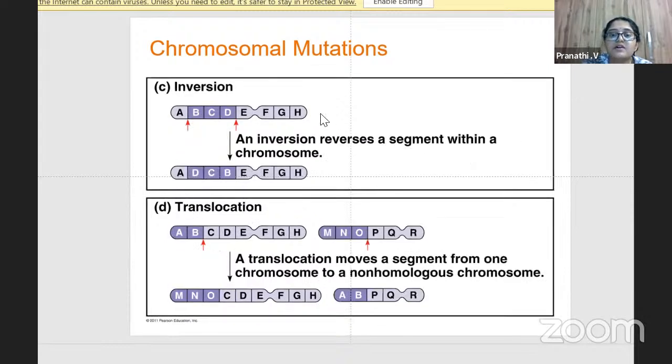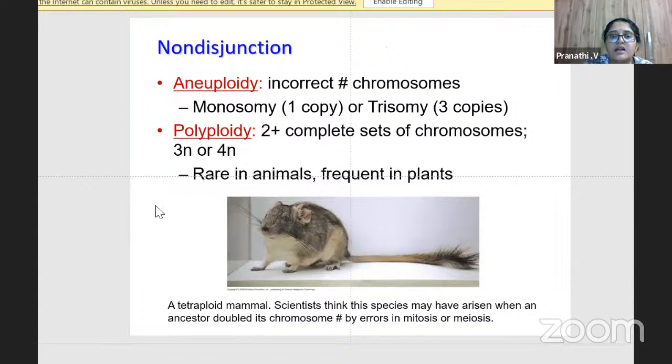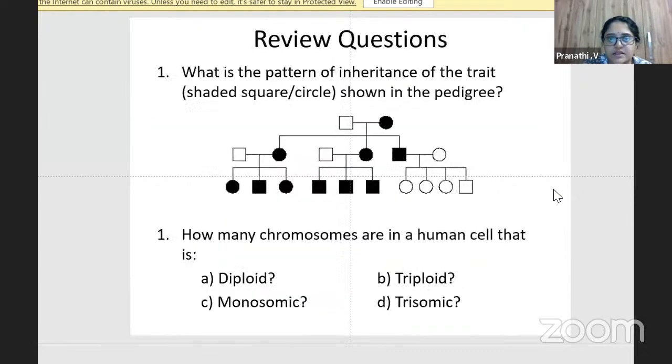In fact, inversion, wherein the chromosomal segment is getting inverted, or translocation. And because of non-disjunction, you have aneuploidy, which is monosomy, one copy, or trisomy, which is three copies. Polyploidy, which is more than two sets, is rare; usually polyploids are seen in plants, and tetraploid animals are also there. Again, this is because of errors in mitosis or meiosis.